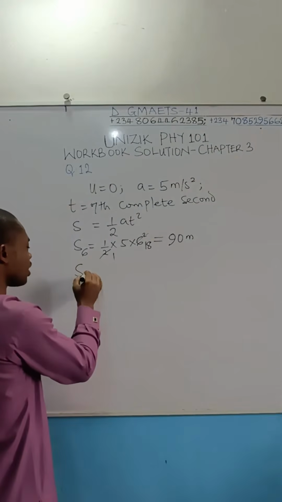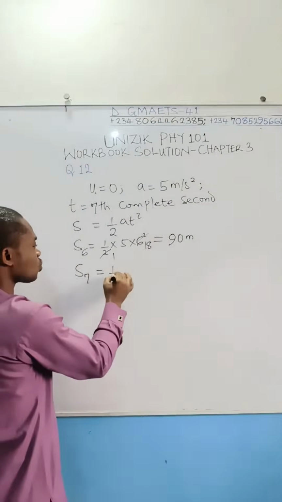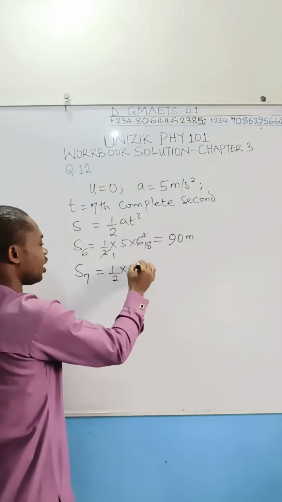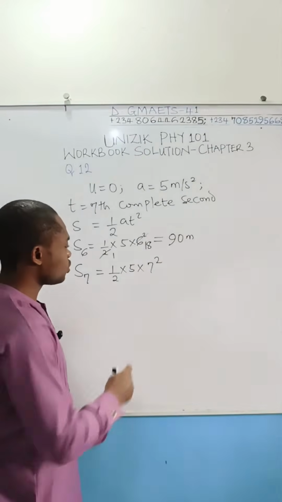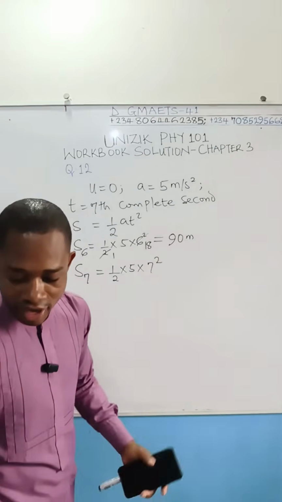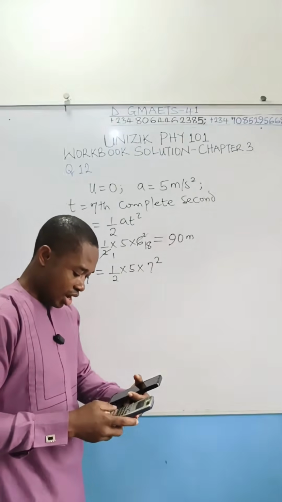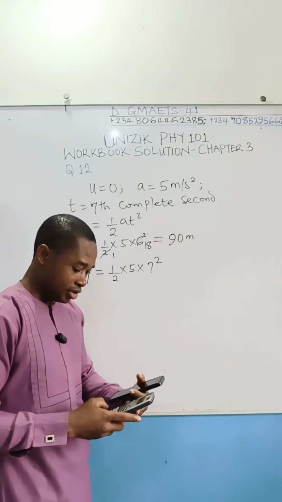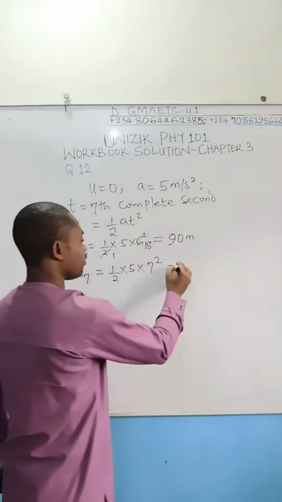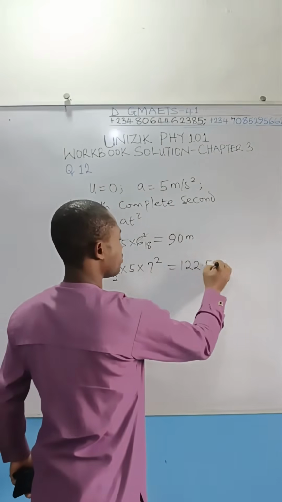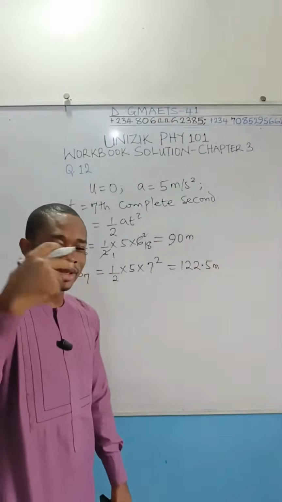Now solve for S7. S7 is 1/2 times 5 times that 7 seconds squared. That 7 squared is 49. 49 times 5 divided by 2 is going to give us 122.5 meters.